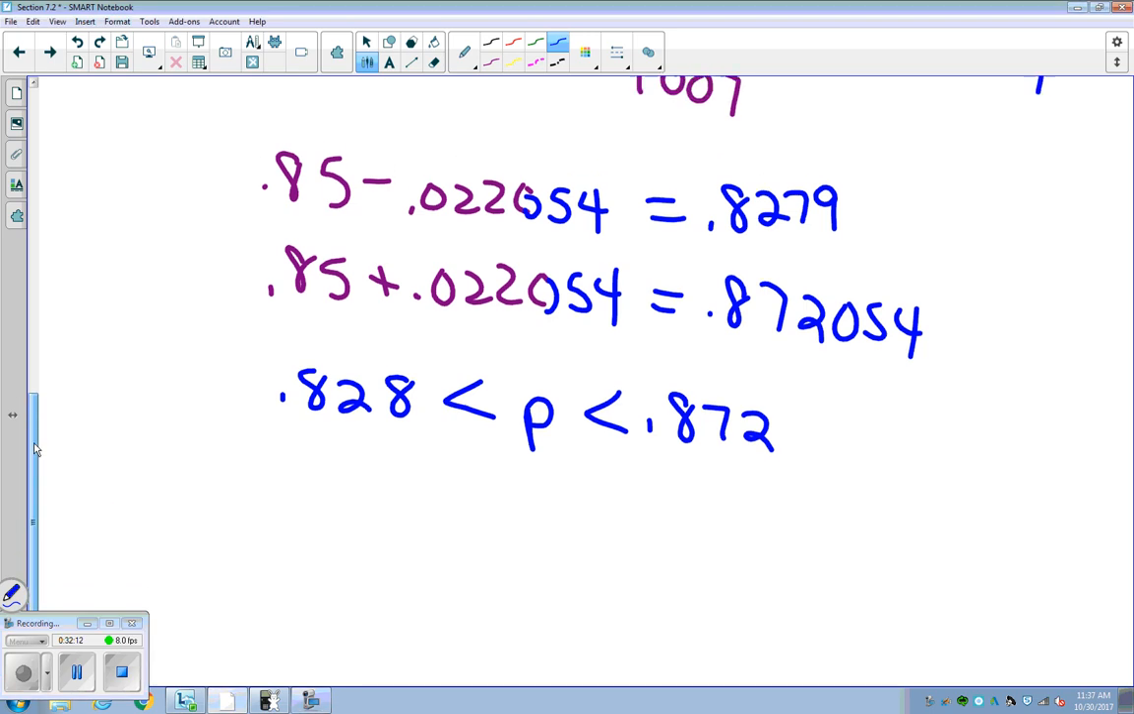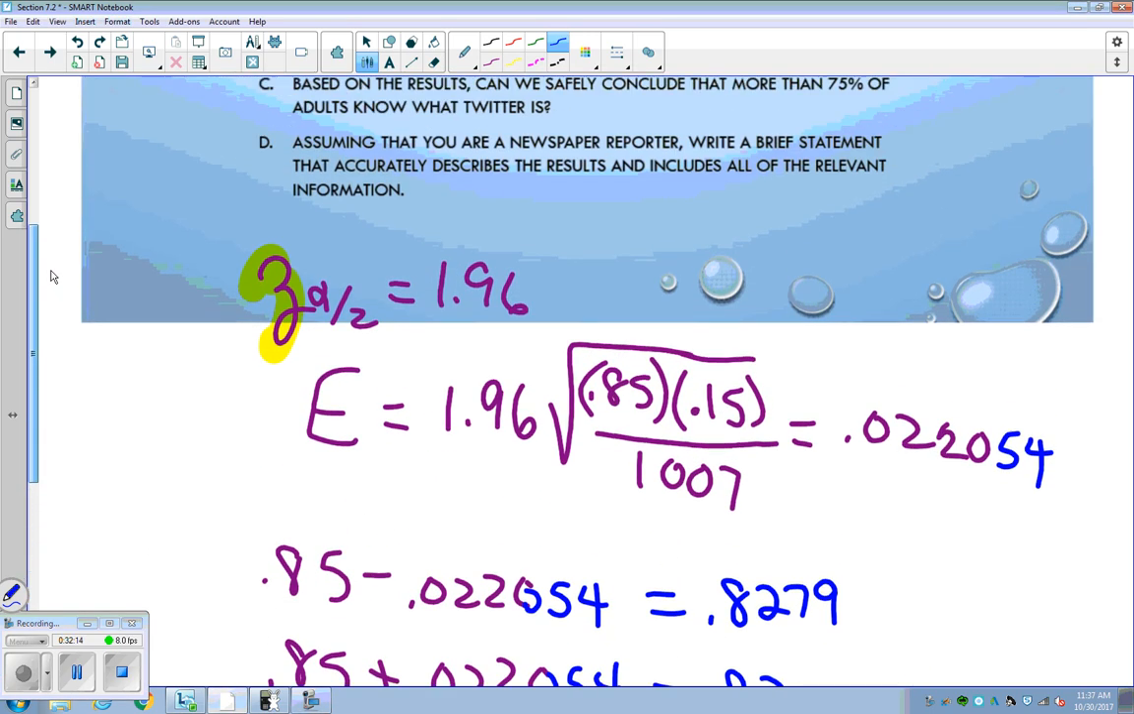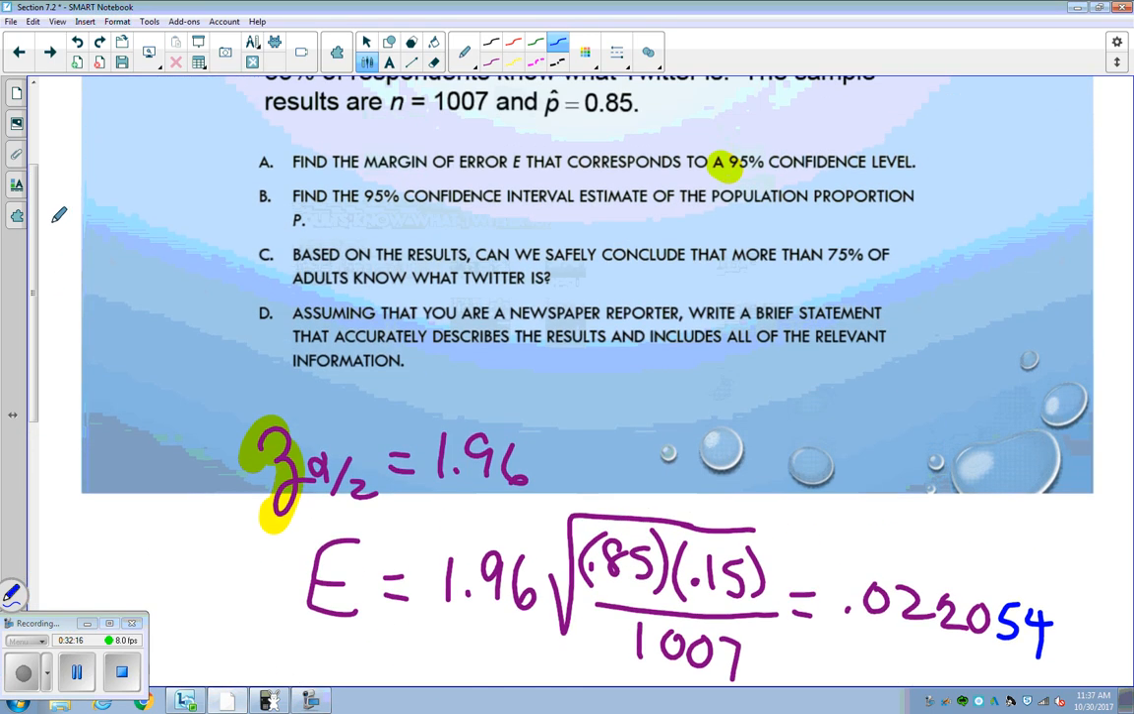Okay, so now that we have our confidence interval, that was B. Part C says, based on our results, can we safely conclude that more than 75% of adults know what Twitter is? Absolutely. What was my lowest level? 0.828, okay.